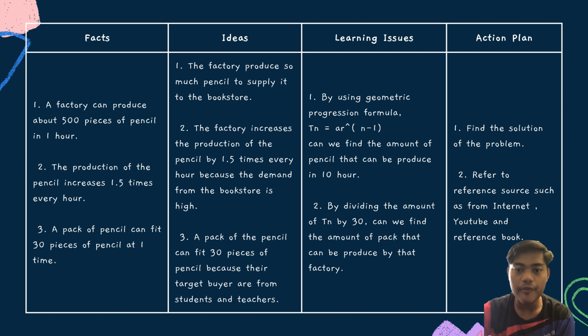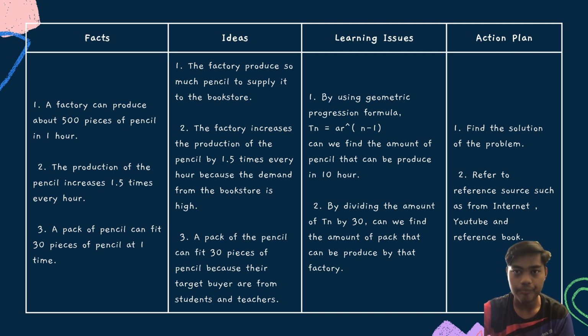The ideas for our table are: first, the factory produces so many pencils to supply the bookstore. Second, the factory increases the production of the pencil by 1.5 times every hour because the demand from the bookstore is high. Third, a pack of pencil can fit 30 pieces of pencil because their target buyers are students and teachers.